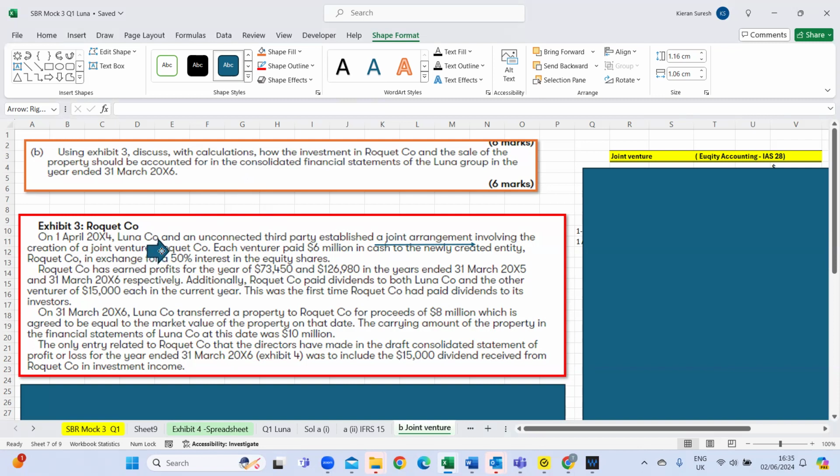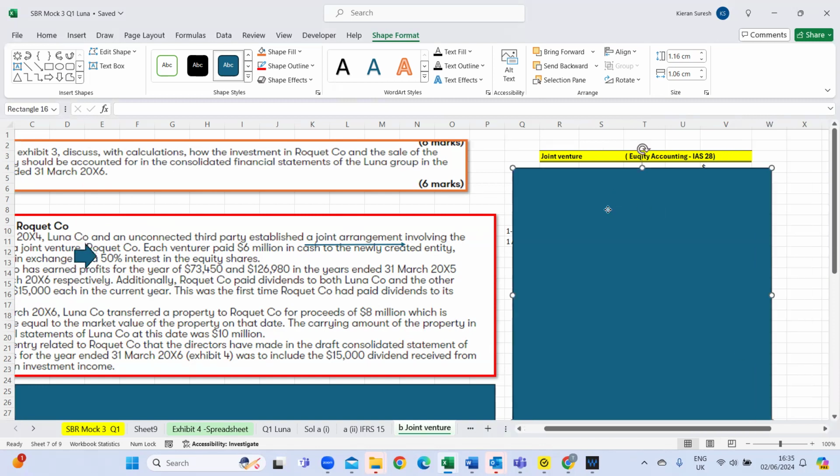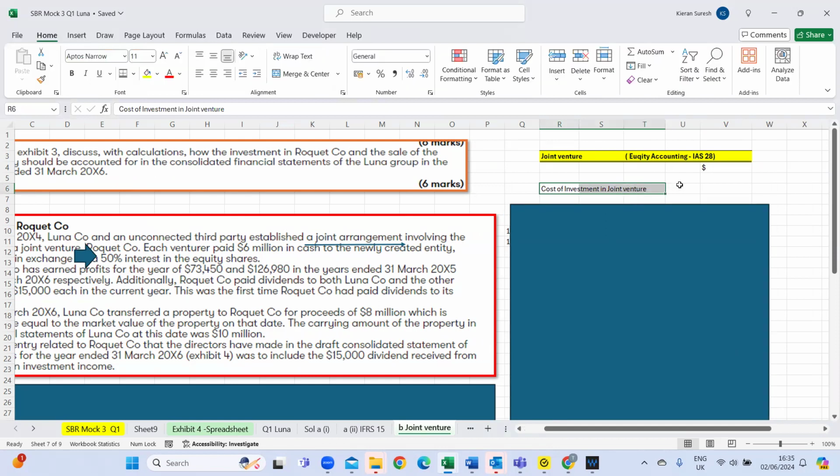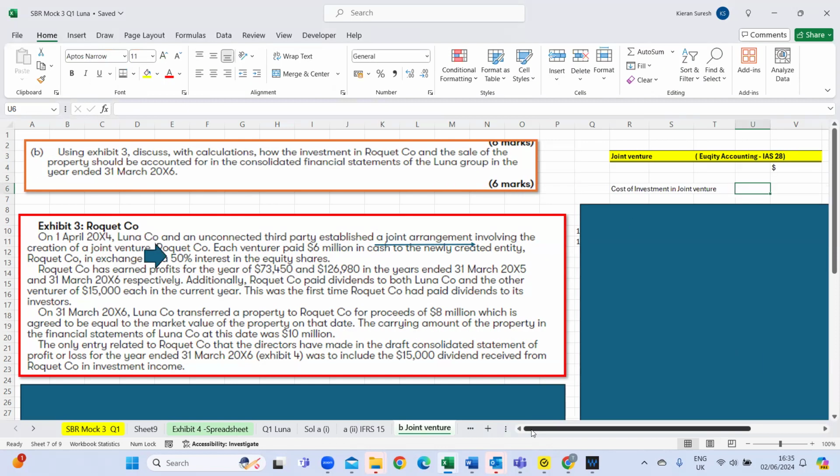So we know in a joint venture, we were told using Exhibit, we are Luna company. As Luna company, we have invested in the joint venture. So we need to only worry about our books, right? So I need to first calculate for the 31st of December 2016. In order to find out how much the joint venture carrying amount is on this date, I need to first start applying the equity accounting method. So first of the equity accounting method, I need to know the cost of investment in the joint venture.